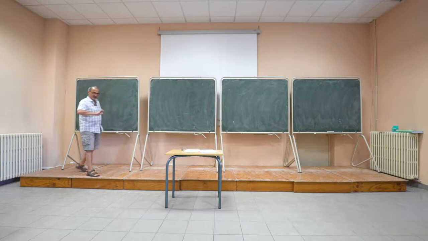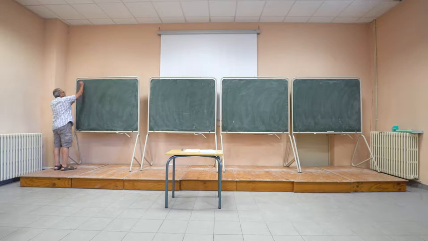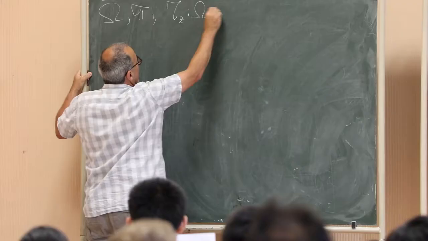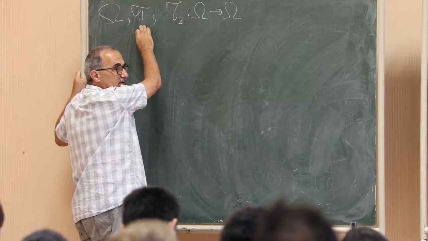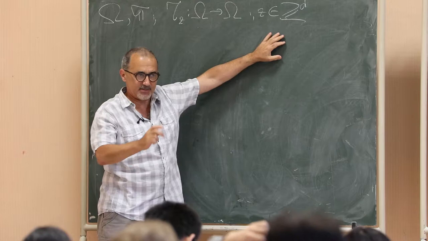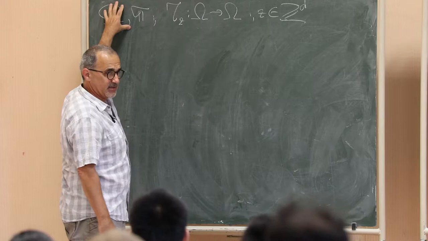So we have given a probability space with a Z^d action on it, tau_z mapping omega to omega in a measure preserving way, with z in Z^d. So this is shifts, this is a representation of Z^d. Somebody asked me last time whether this is the case, yes. So these are shifts on this space, right? And I assume that this is ergodic.